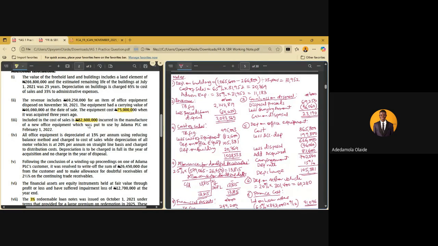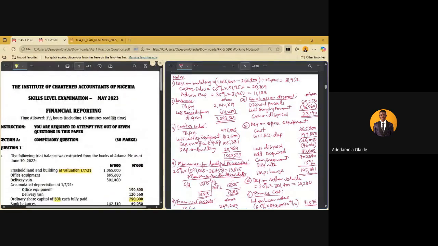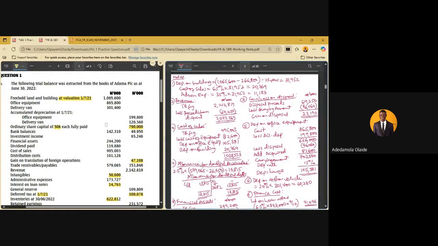Is it clear? What I'm saying is, everything in this, before we can prepare the trial balance, we must have done double entry for those transactions. It is transactions we've done double entry for that we put in a trial balance.